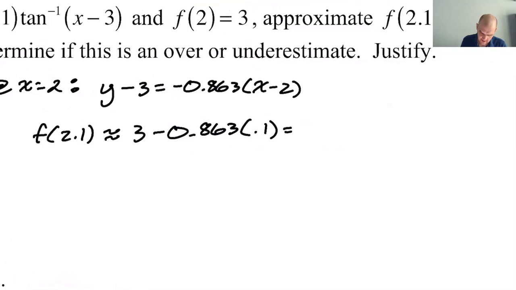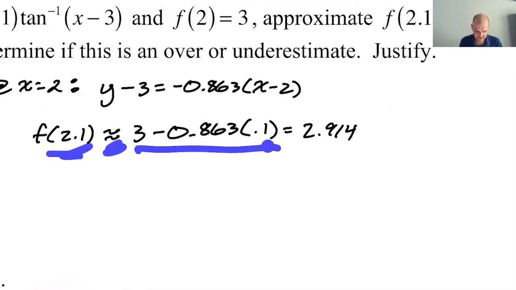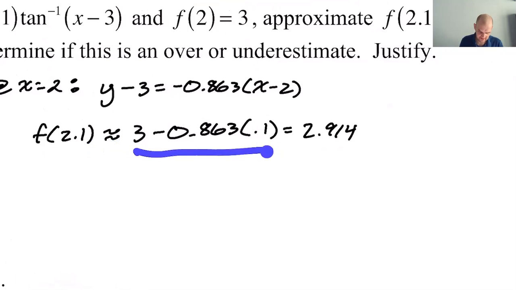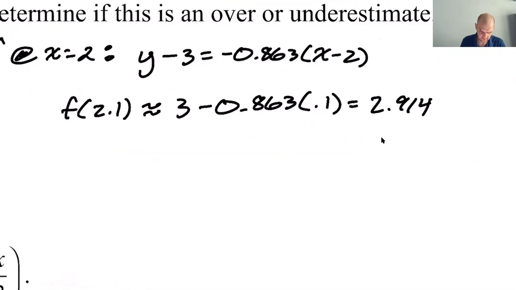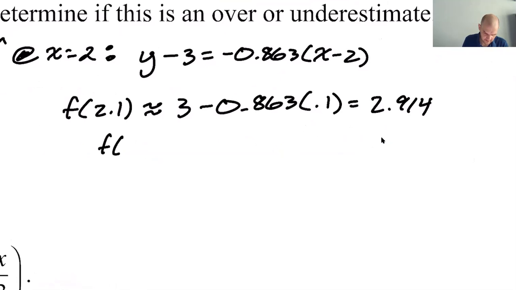So, 2.914. Some people get lost in the equals and approximately equals. So f of 2.1 is approximately this, but this is actually equal to this. That's why one of them is an approximate and one of them is an equal. If you don't like that, which a lot of people don't, and I think that's fair, you could say, after you do all the work, f of 2.1 is approximately 2.914. And it feels a little better.